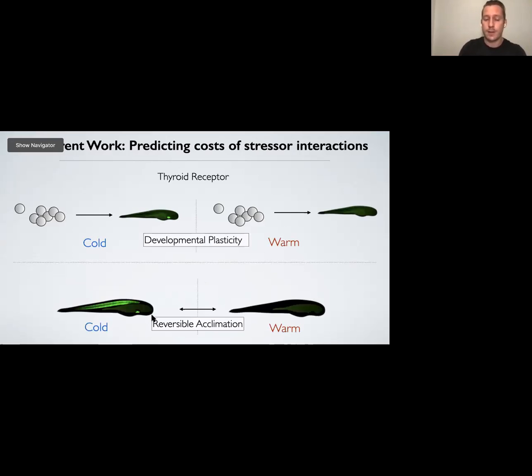Or in terms of reversible acclimation, we might see thyroid receptor activation, again, in cardiac or skeletal muscle, more during cold exposure than warm exposure. So the idea here is to create different nuclear receptor activity reporters and use them to isolate or identify which pathways environmental stressors act on.